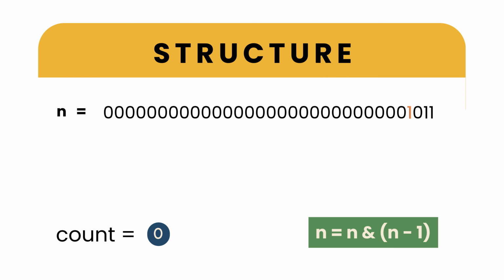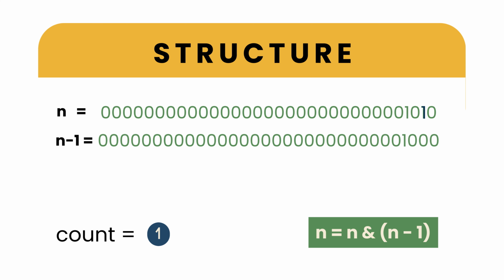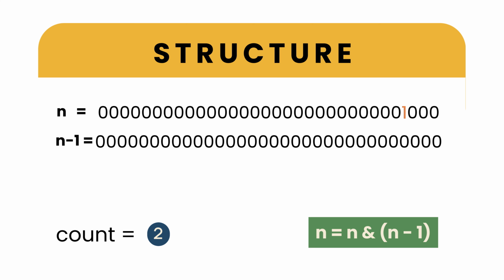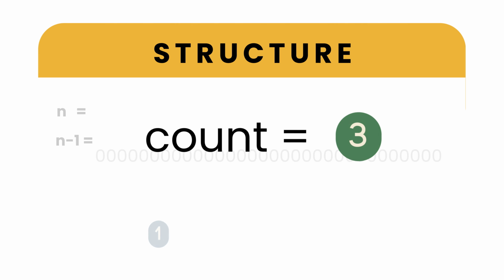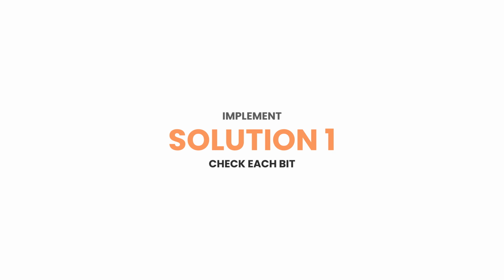Here's the structure. Start a count at 0, while n is not 0, set n equals n AND n-1 to clear the lowest set bit. Increment count. When n is 0, count holds your answer. Let's try to implement it using solution 1.